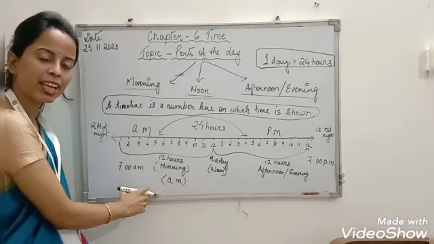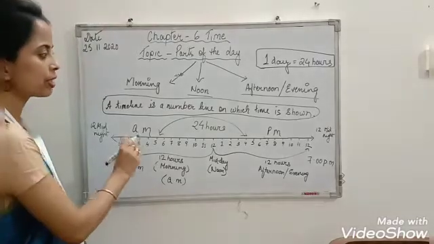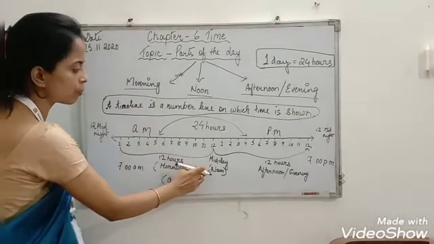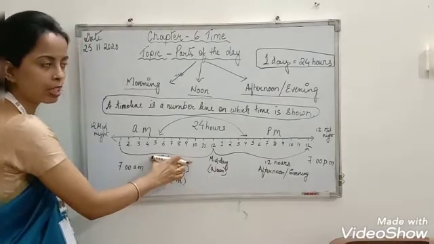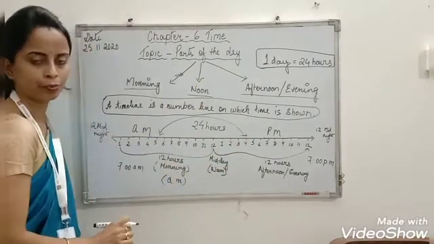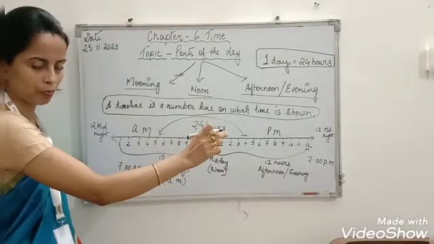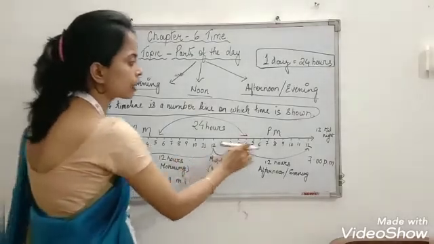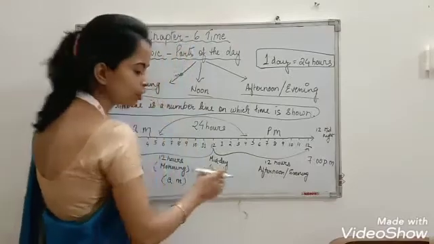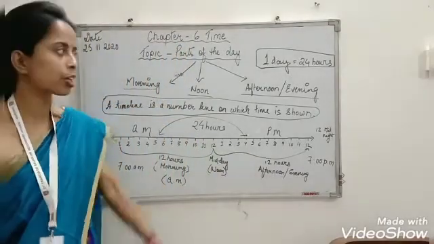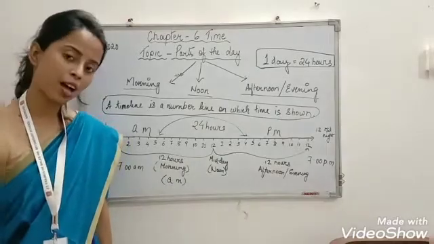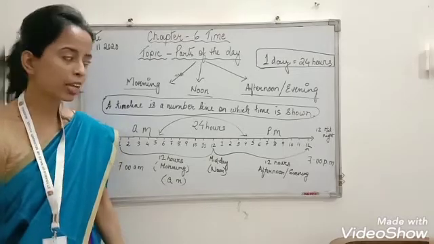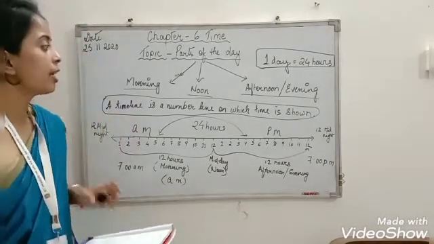Okay, children? So, I hope it is clear. Timeline, parts of the day. From 12 midnight to 12 midday, 12 noon, it is 12 hours. That 24 hours is divided into 2 parts: 12 hours, 12 hours. From 12 midnight to 12 midday noon, 12 hours, that is the morning time. 12 midday to 12 midnight, afternoon, evening time. So 12 plus 12 equals 24 hours. So I have written one day equals 24 hours. Clear, children? Okay. So next, now I will tell you.